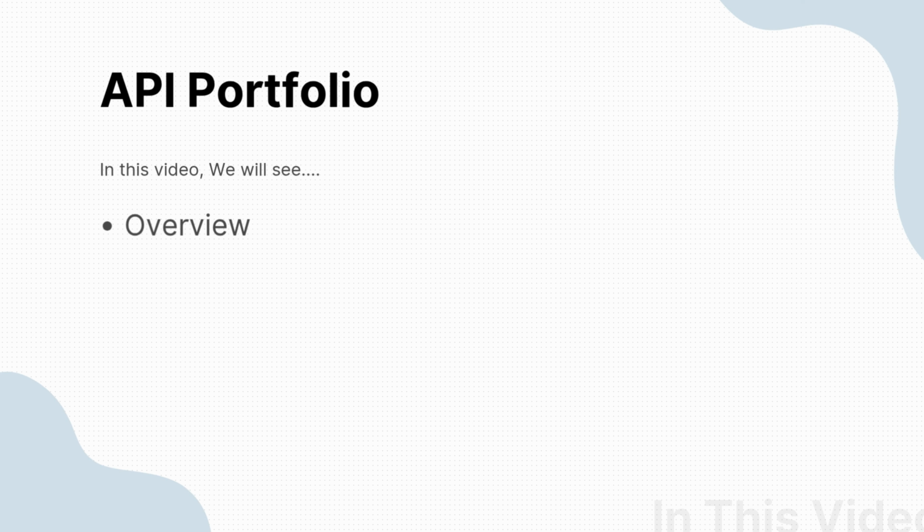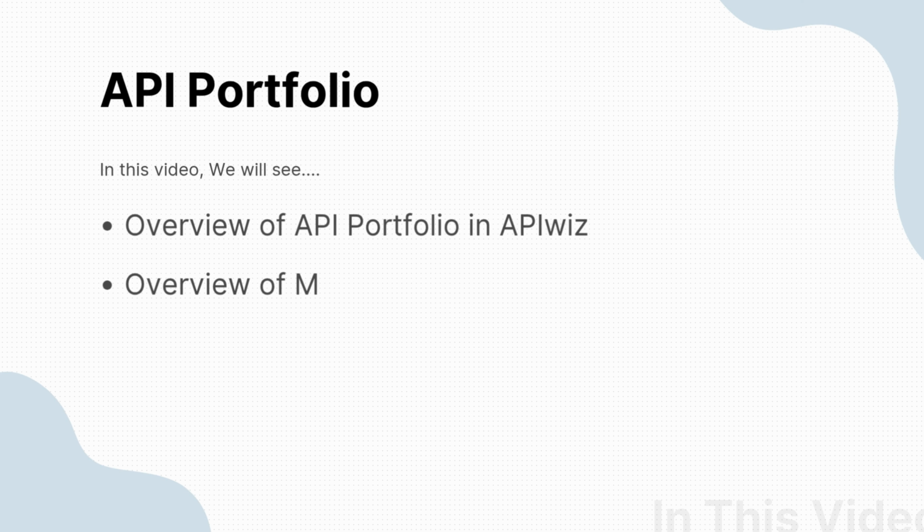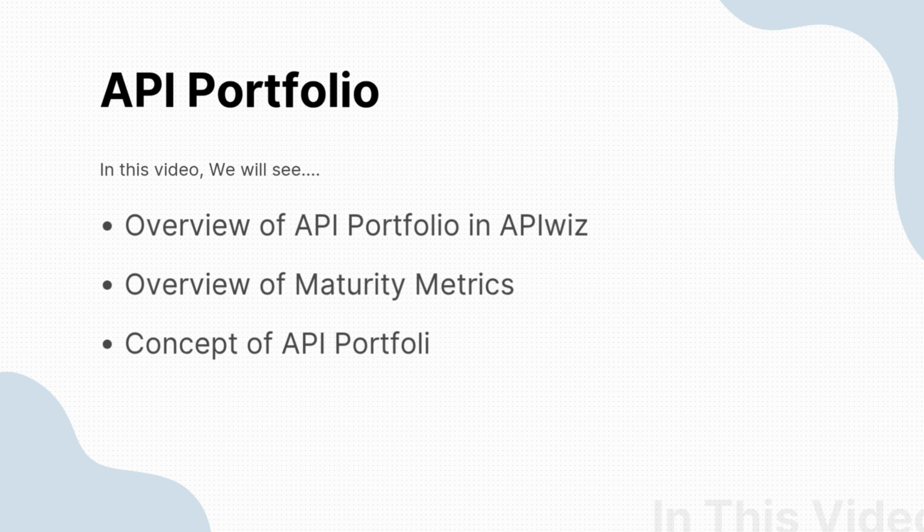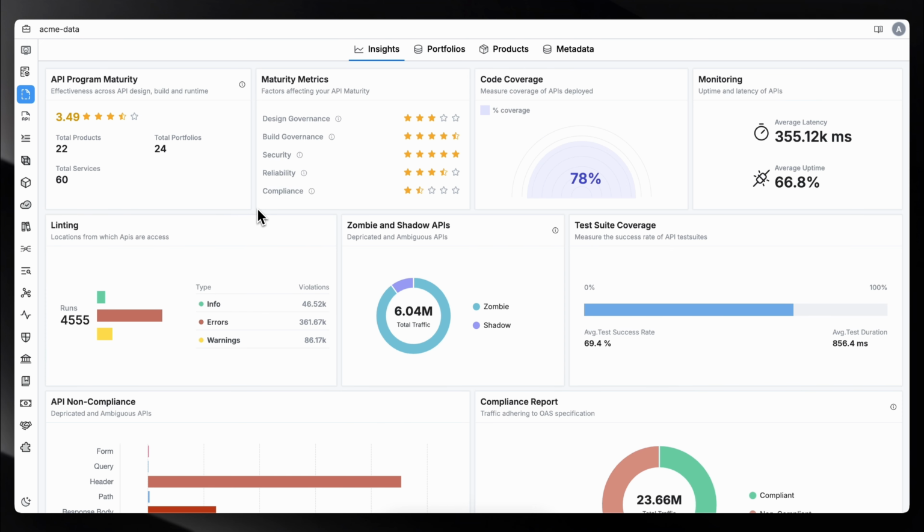In this video, we are going to take a look at API portfolio within APIwiz, different maturity metrics like design, build, security, reliability, and compliance metrics, and the overall concept of API portfolio. API portfolio management comes under the define phase of API management, which comes before API design. It serves as an input or initial phase of design and helps technical people to design an OpenAPI specification having full context of the business use cases.